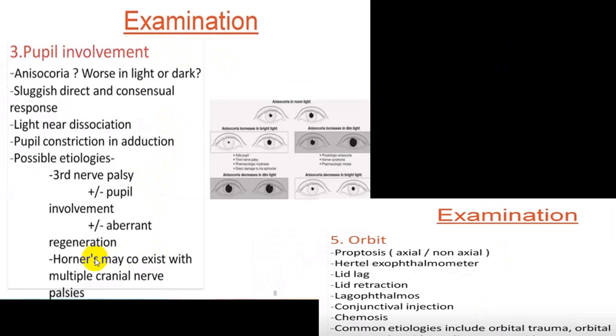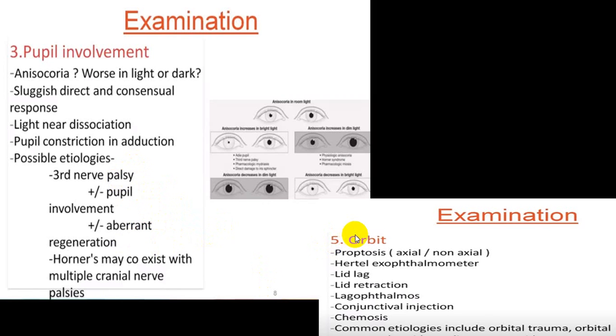While in case of a Horner syndrome, in a Horner syndrome, unilateral pupil will be pinpoint. While in a third cranial palsy, on the side of the damage, the pupil will be dilated. So try to look for those findings.